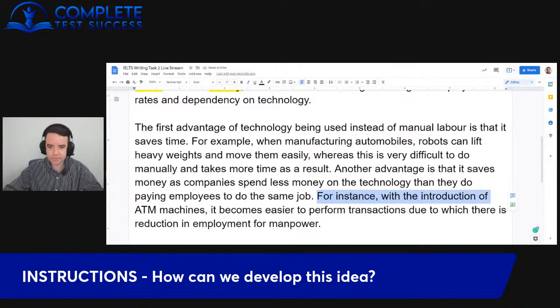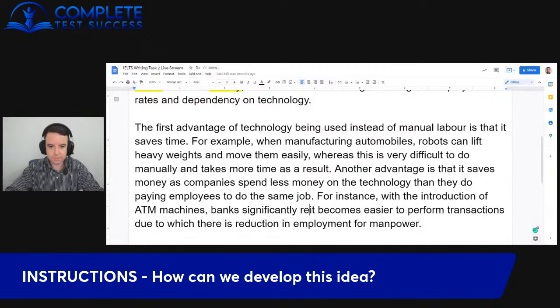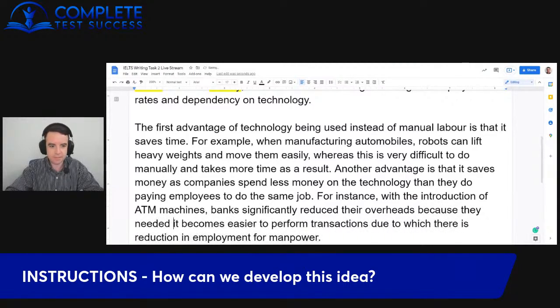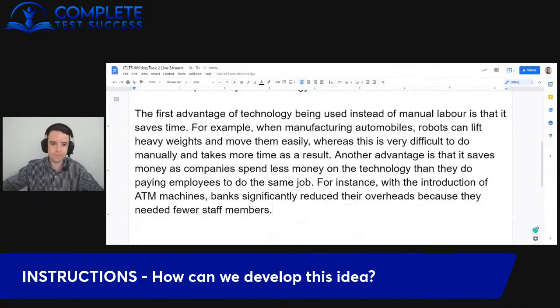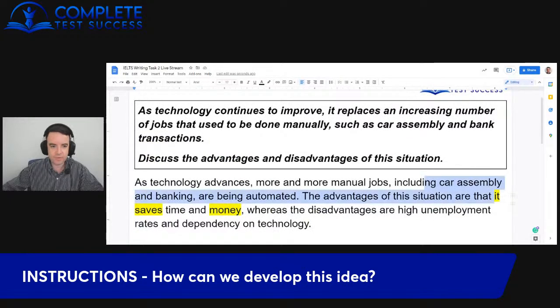For instance, with the introduction of ATM machines, banks significantly reduced their overheads because they needed fewer staff members. Right, so that is our first body paragraph complete. We have developed how it saves time and how it saves money. Perfect.